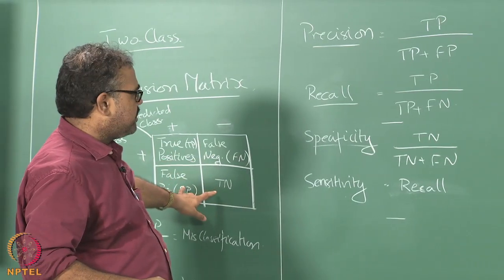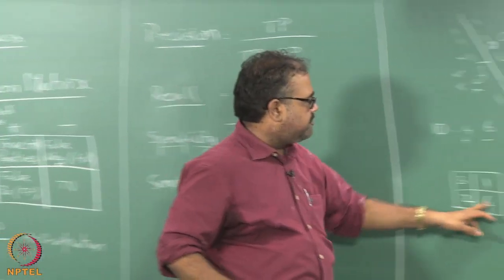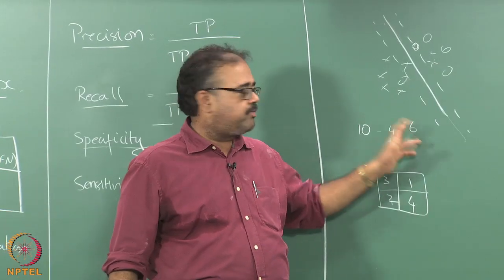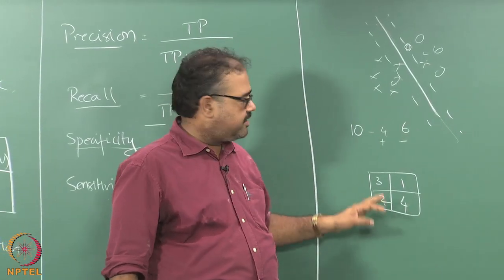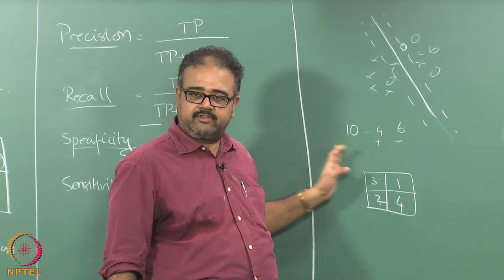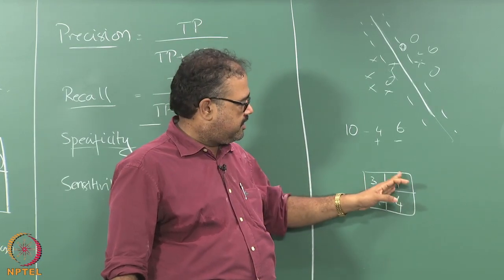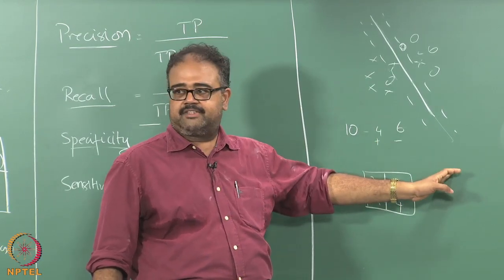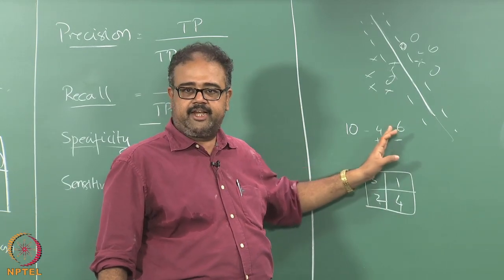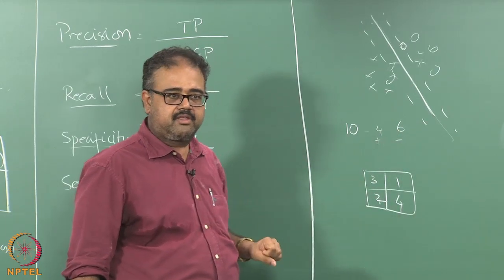Yeah, so I got it right. Okay, fine. So it manages to tell me that 4 of the negative points are actually negative, and 3 of the positive points are actually positive, and 1 of the positive points it classifies as negative, and 2 of the negative points it classifies as positive.